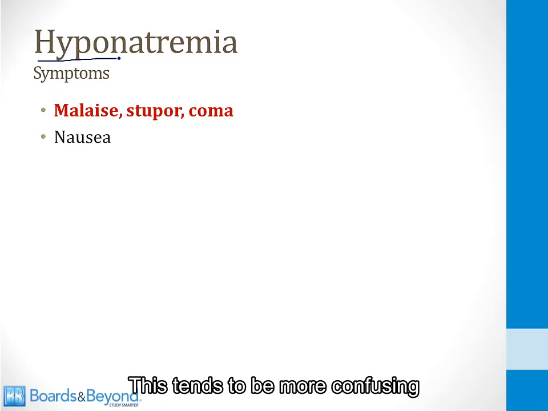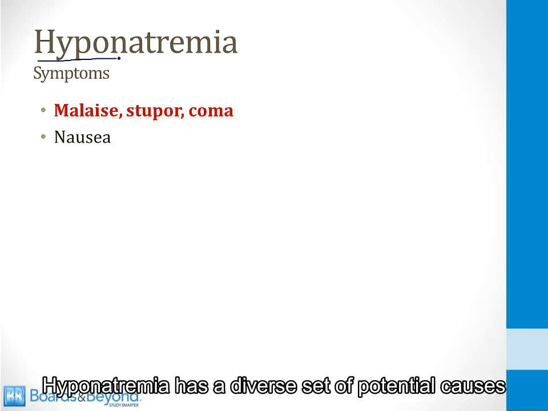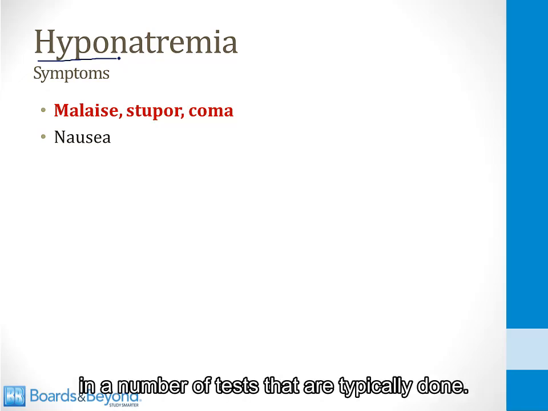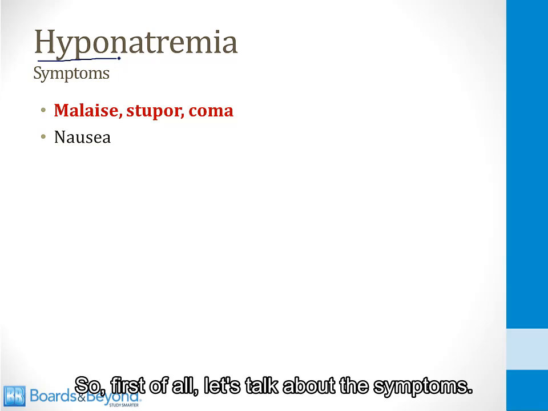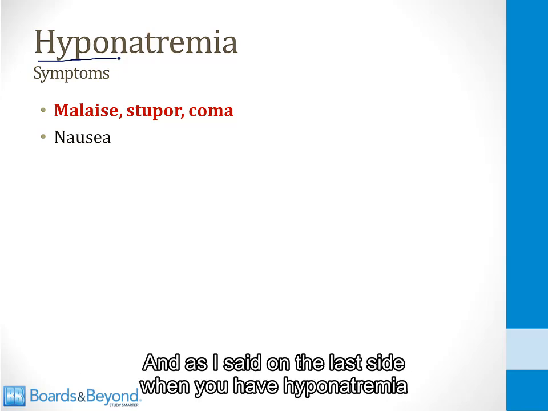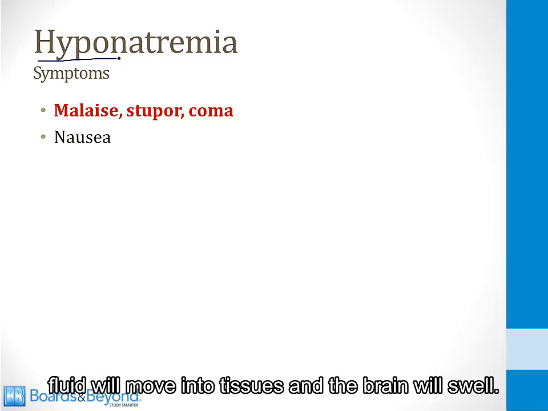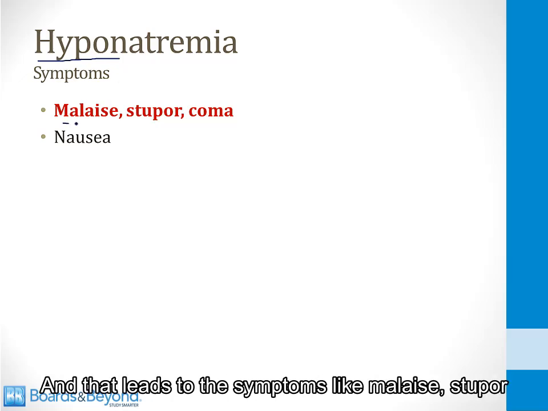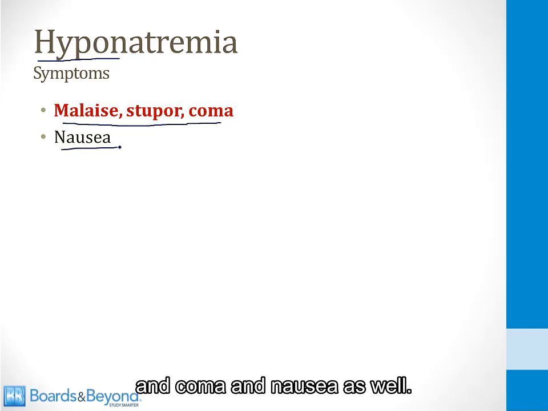This tends to be more confusing for students than hypernatremia. Hyponatremia has a diverse set of potential causes and a number of tests that are typically done. So first of all, let's talk about the symptoms. And as I said on the last slide, when you have hyponatremia, fluid will move into tissues and the brain will swell, and that leads to symptoms like malaise, stupor, and coma, and nausea as well.